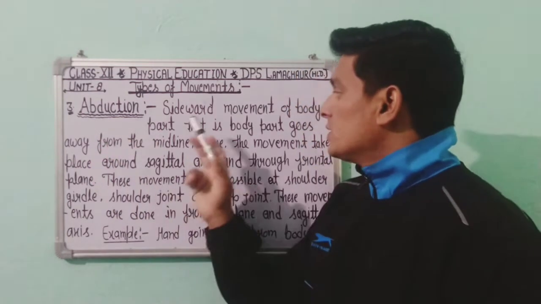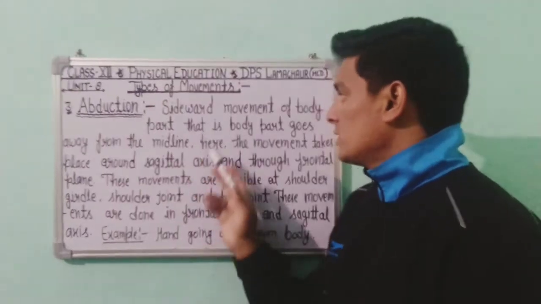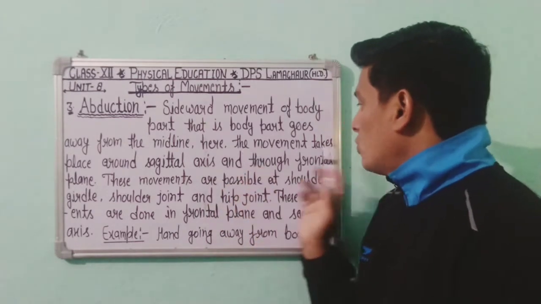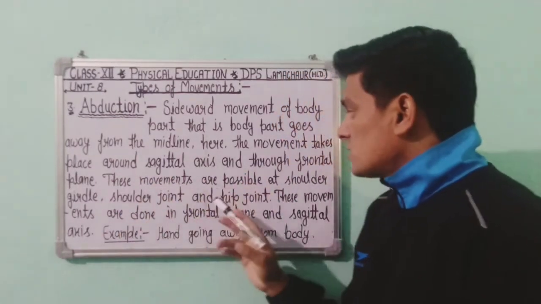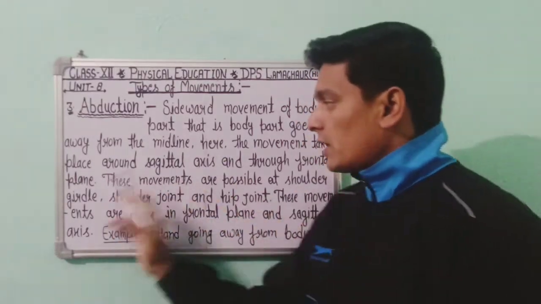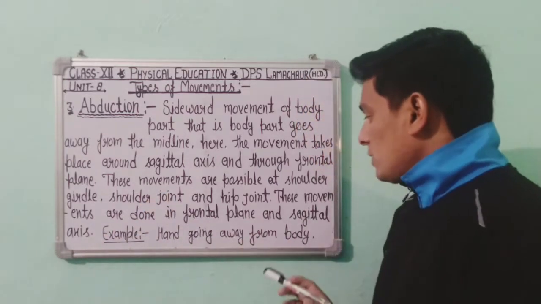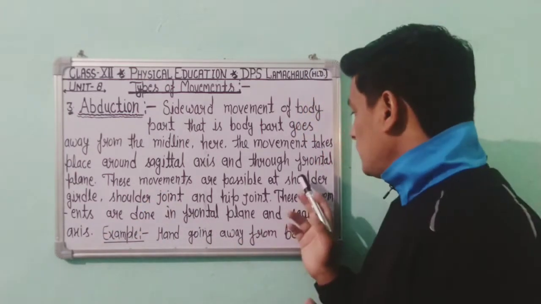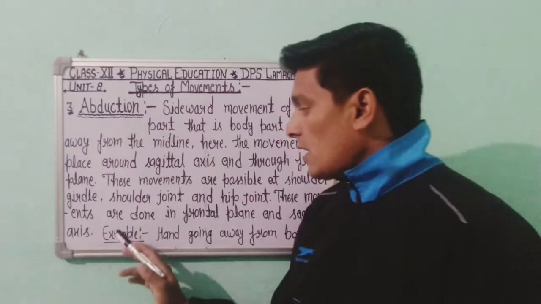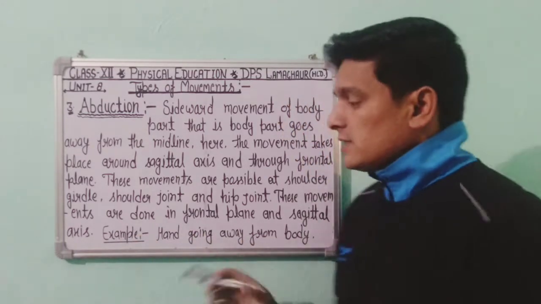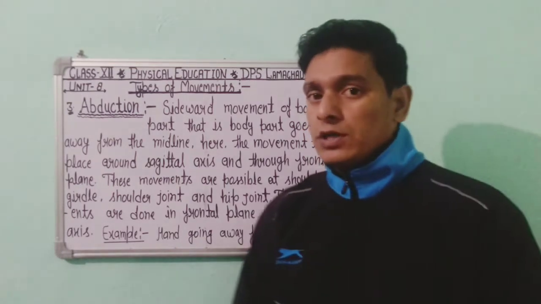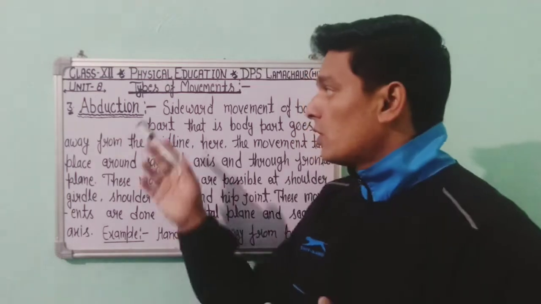Abduction is the sideward movement of a body part, that is, the body part goes away from the midline. Here the movement takes place around the sagittal axis and through the frontal plane. These movements are possible at the shoulder joint and hip joint. Where is it possible? It is possible only in the shoulder girdle, shoulder joint and hip joint. These movements are done in the frontal plane and sagittal axis. For example, the hand going away from the body is an example of abduction.